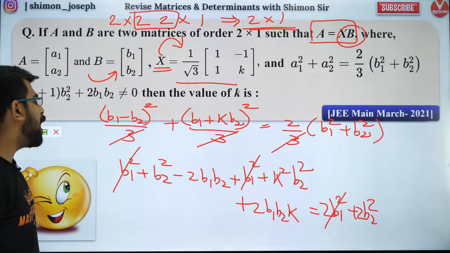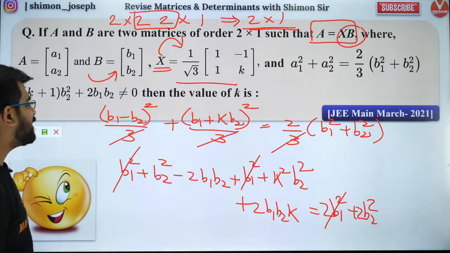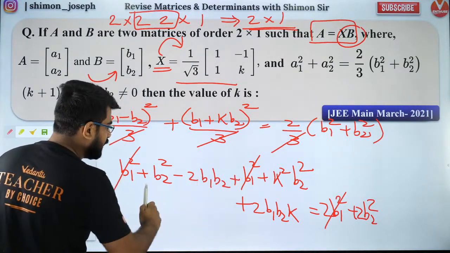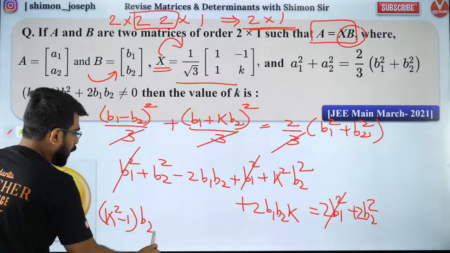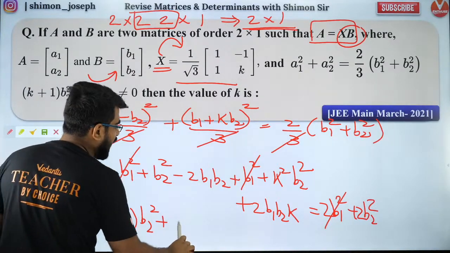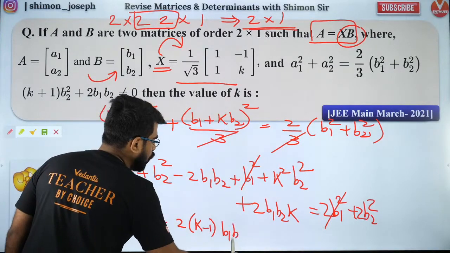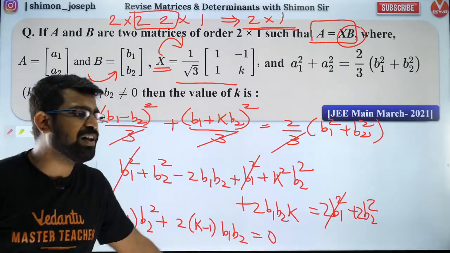Okay. Now what can I do? Can I take something common? Let's try to have a look at it. So what do we have? If I bring everything to one side, I'll get (K square minus 1) times B1 square plus (2K minus 1) times B1 B2 is equal to 0. Till here, did you follow? Please have a look at it.